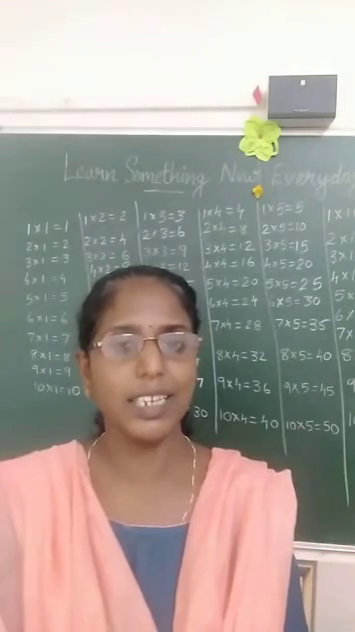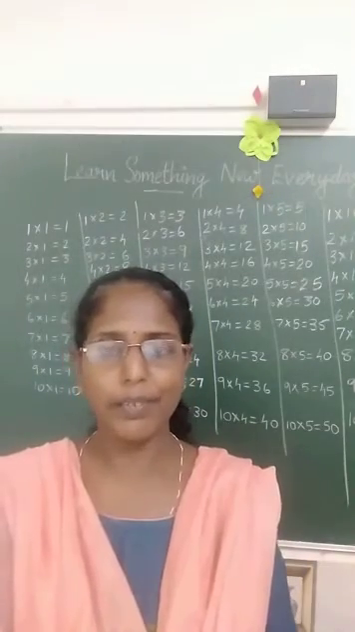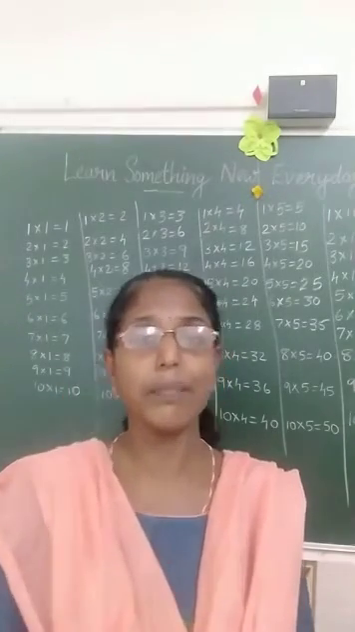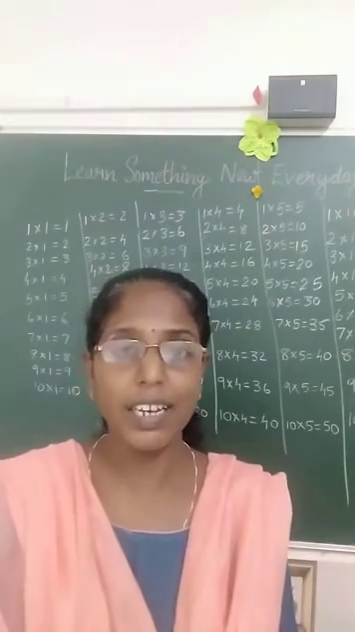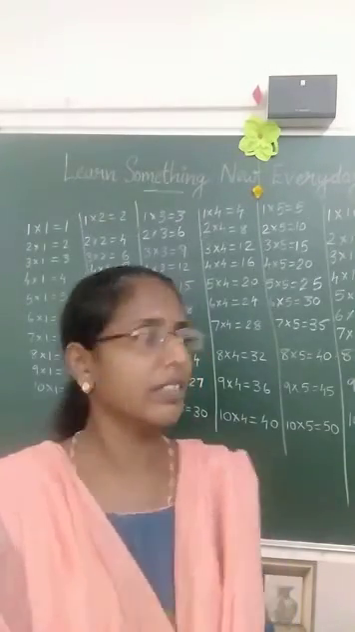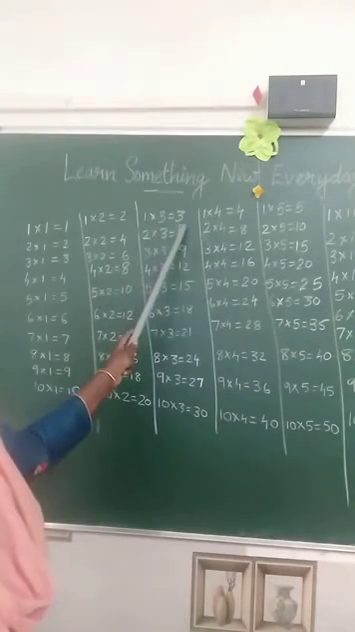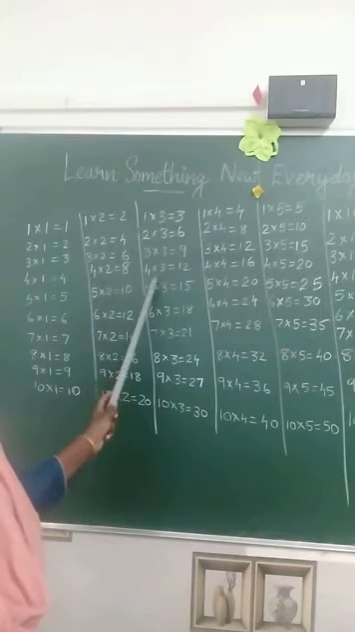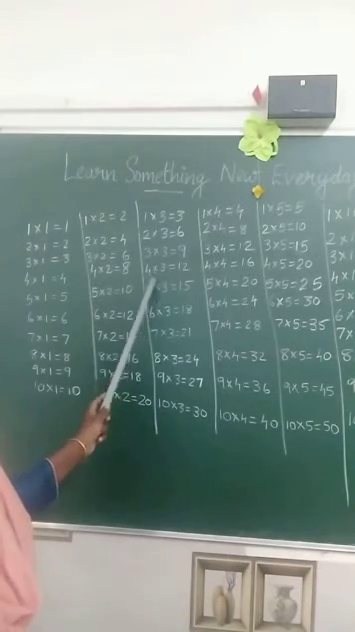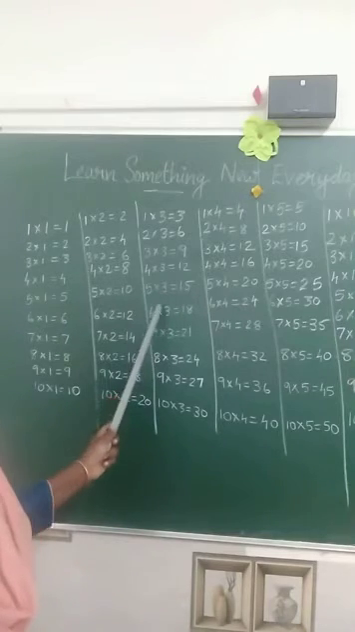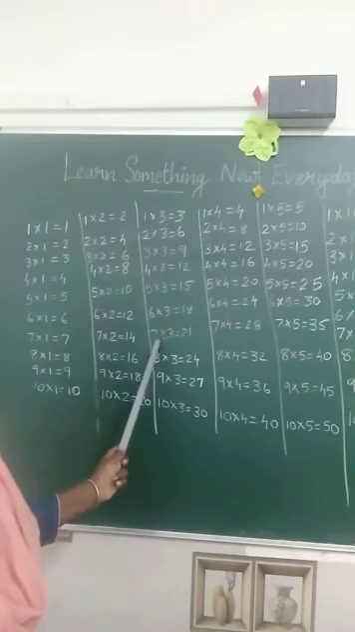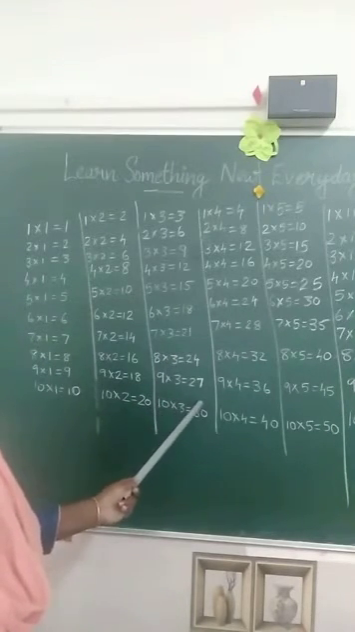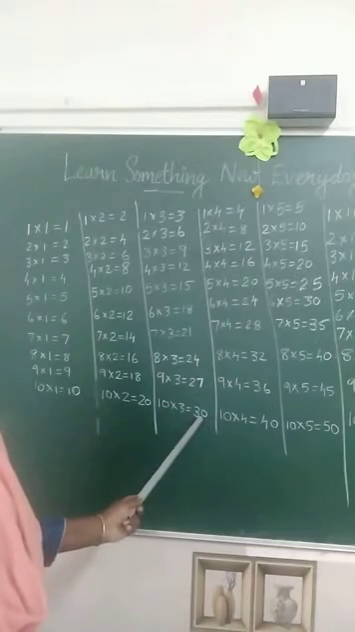Then next let us see the 3 step. We have to write a number 3 times and add. Instead of that, we are multiplying with 3. The table of 3. Okay? Look at the board. 1 three is 3. 2 3s are 6. 3 3s are 9. 4 3s are 12. 5 3s are 15. 6 3s are 18. 7 3s are 21. 8 3s are 24. 9 3s are 27. 10 3s are 30.